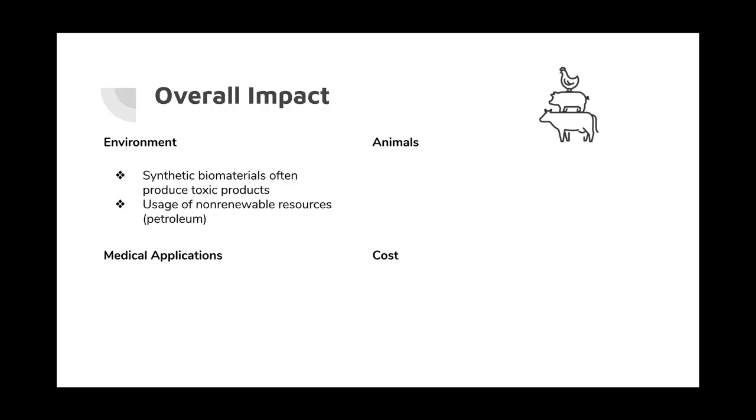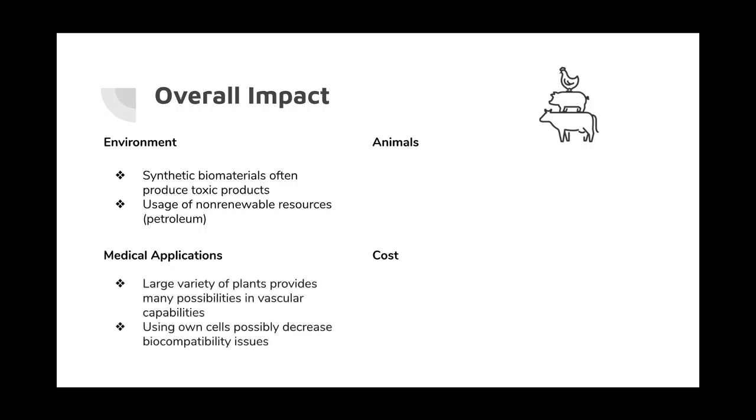With animals, if we use animals, then we usually have to kill the animal in order to take the heart or whatever organ we're using. And so with plants, we don't have to deal with any ethical issues dealing with this. And along with this, animals often have upkeep necessary to survive their use. So for medical applications, there's a variety of plants throughout the world, so that gives us a lot of options in which plant we use.